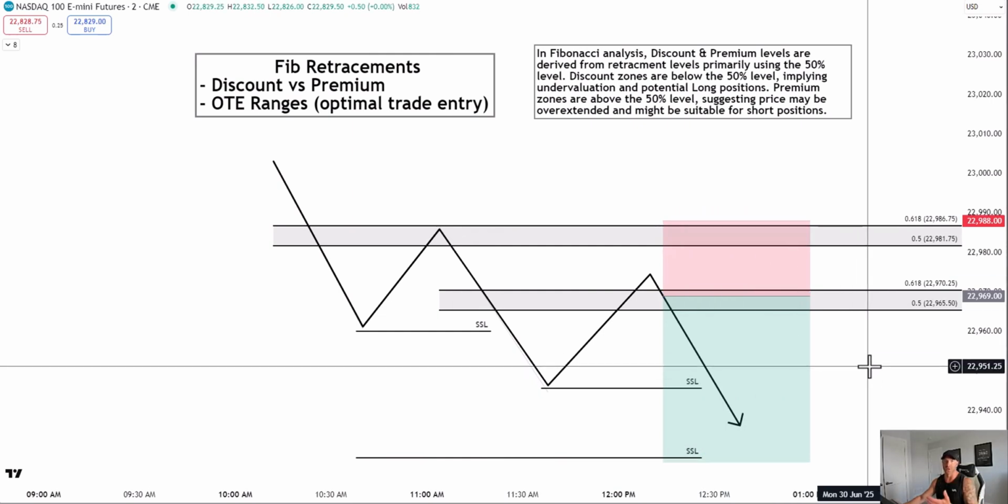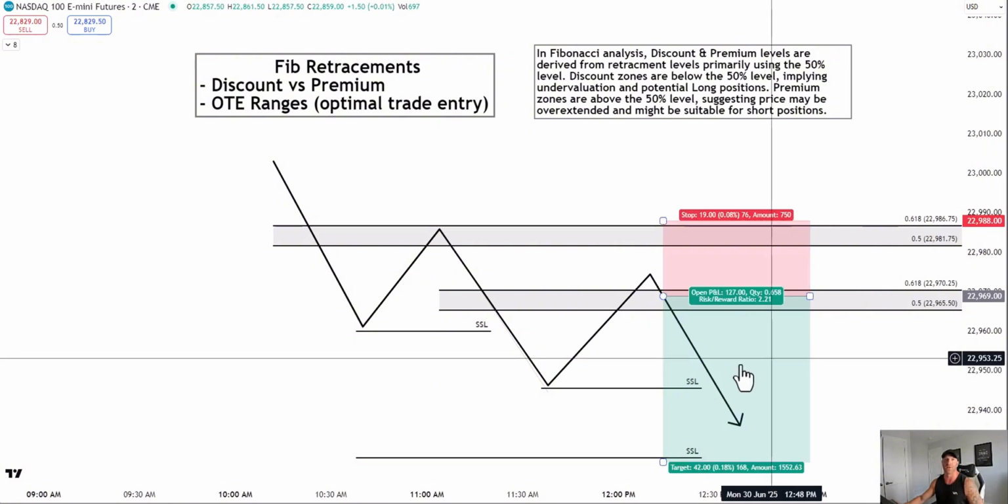So this is how you would short the market using Fib retracements or optimal trade entries. I like to call them OTE ranges because that's just what I grew up trading and calling them. But discount versus premium or OTE range is what they are. So we'll hop down on the charts and we'll take a look at a couple.